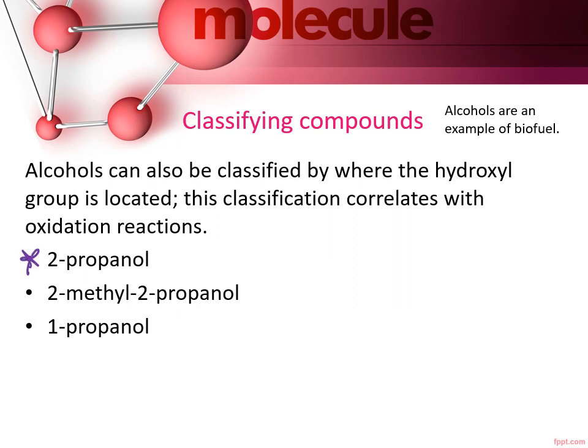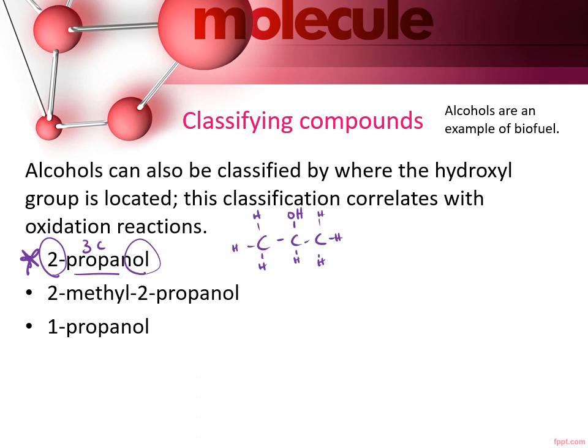So 2-propanol. Remember that meth-eth-prop, prop means that we have 3 carbons. So 1, 2, 3, meth-eth-prop. I'm going to put my alcohol group on carbon number 2. Alcohol is OH. We're going to fill everything else in with the hydrogens that it needs, so that each carbon has 4 bonds all the way around.